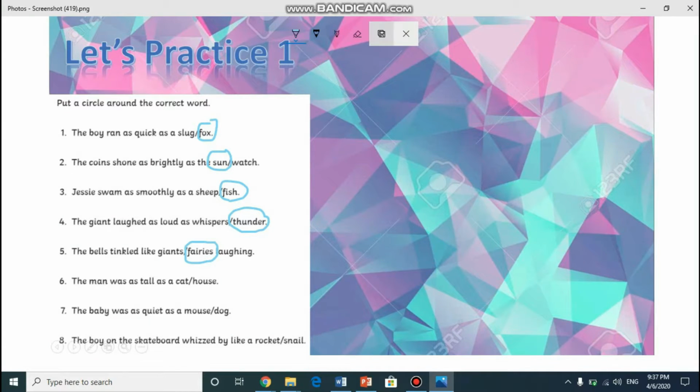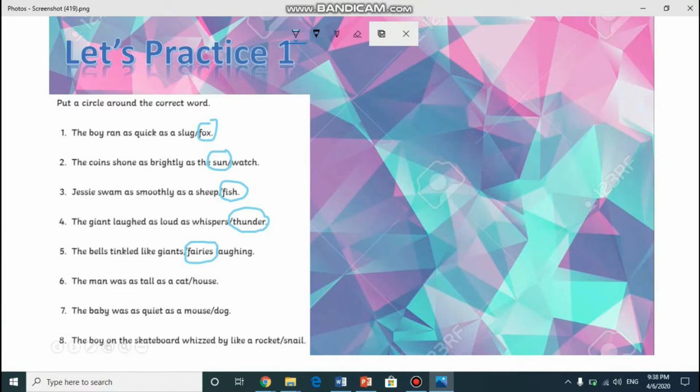Continuing sentence number six, the man was as tall as a cat or as tall as a house. Okay, so here I'm comparing a man and I want to say that the man is very tall, just like Mr. Rashid. Mr. Rashid is actually very tall, just like Mr. Ma'an. Mr. Ma'an is actually very tall.